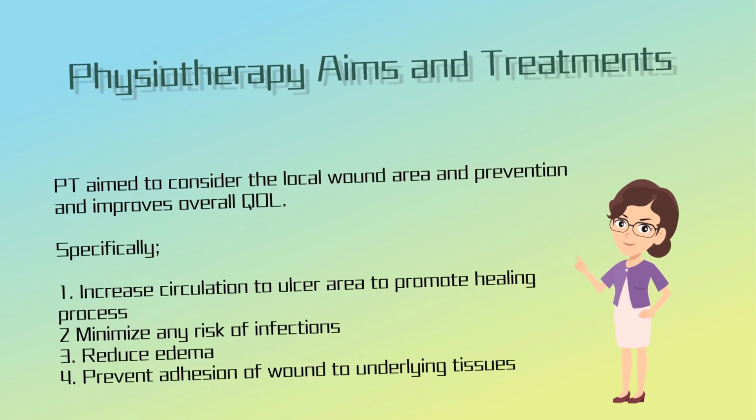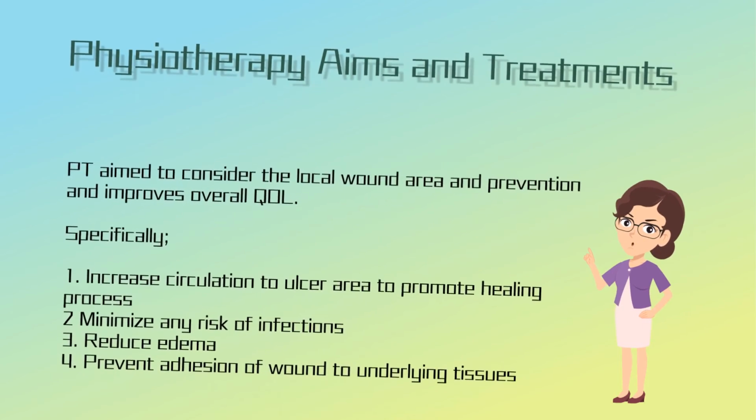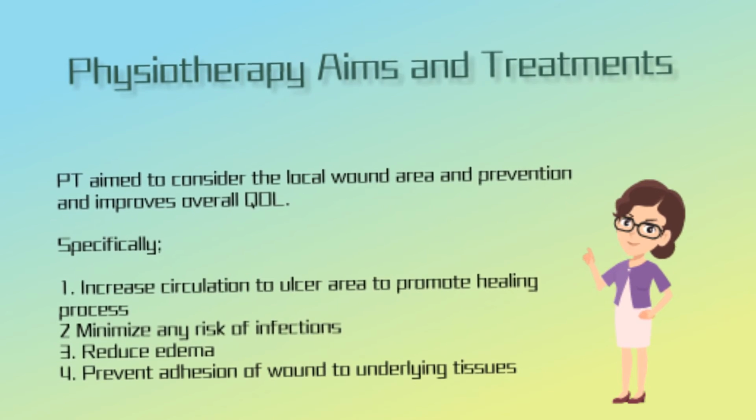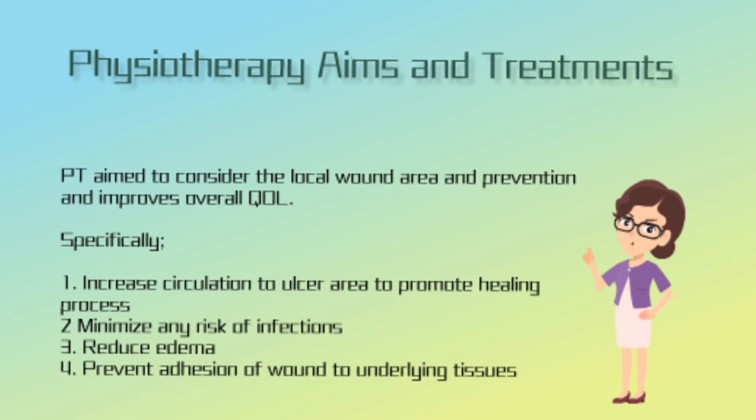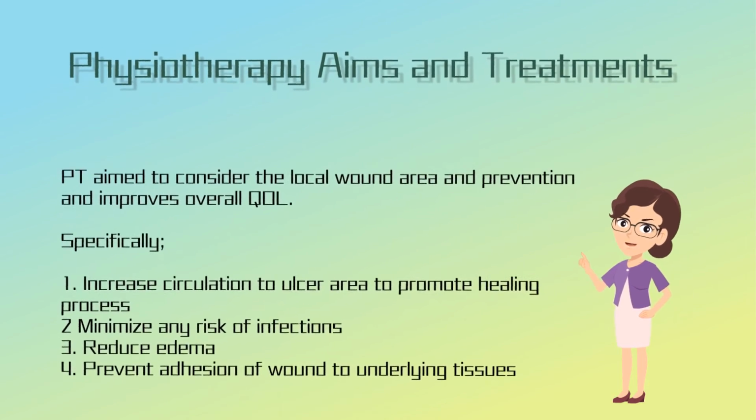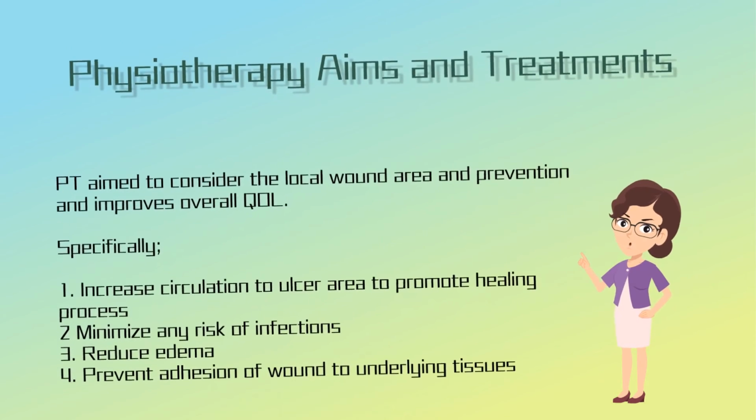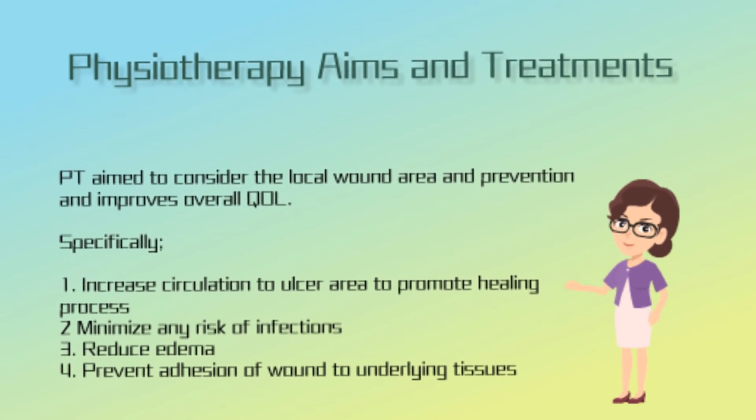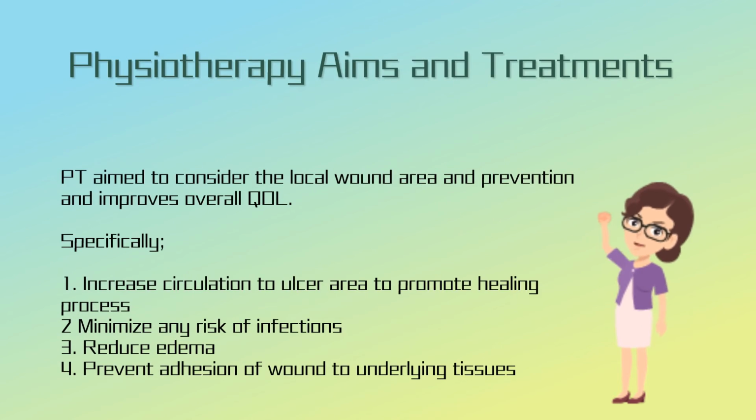For physiotherapy aims and treatment, physio aims to consider the local wound area and prevention and improve overall quality of life. Specifically, number 1, increase circulation to the ulcer area to promote the healing process. Number 2, minimize any risk of infections. Number 3, reduce edema. And number 4, prevent adhesion of wounds to underlying tissues.